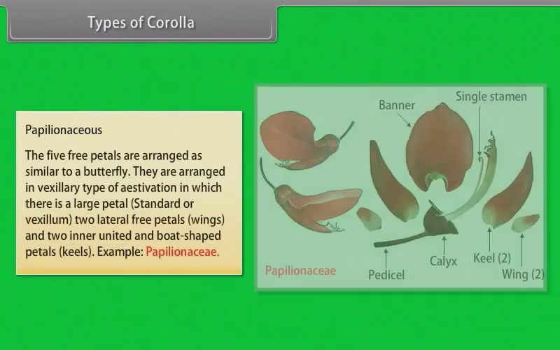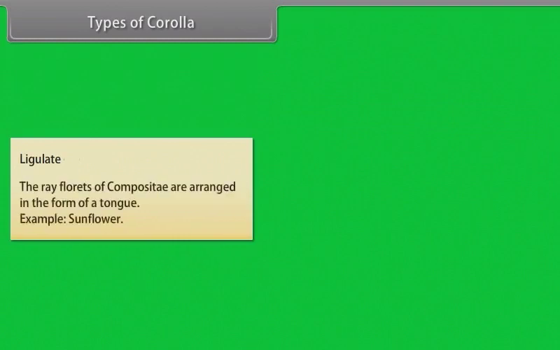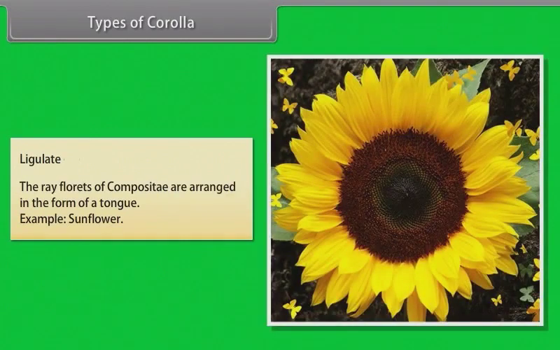Papilionaceous. The 5 free petals are arranged similar to a butterfly. They are arranged in vexillary type of estivation, in which there is a large petal, standard or vexillum, 2 lateral free petals, wings, and 2 inner united and boat-shaped petals, keels. Example, Papilionaceae. Ligulate. The ray florets of Compositae are arranged in the form of a tongue. Example, sunflower.